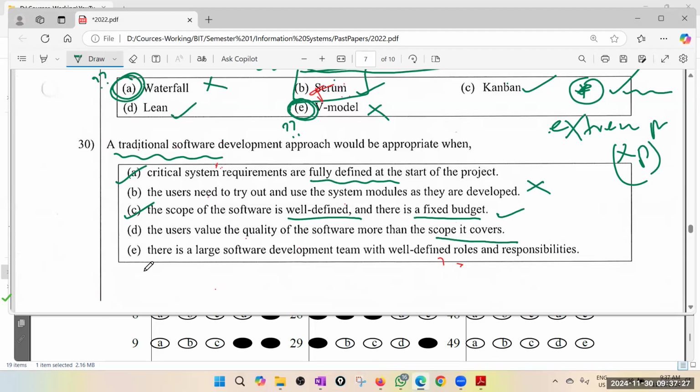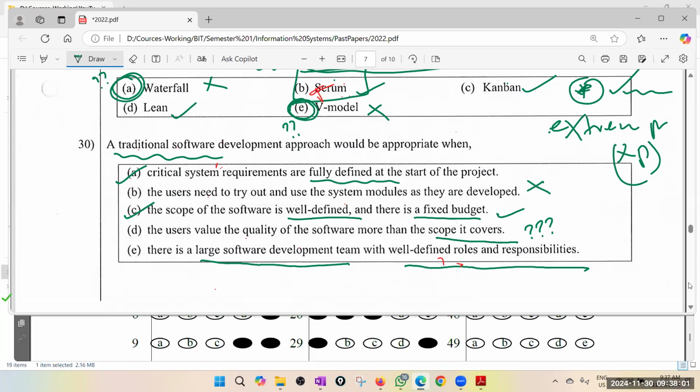Is it something related to traditional development? Because in agile development also the quality is there. I'm not very sure about that, whether it's related to this. There is a large software development team with well-defined roles and responsibilities. Usually agile development is for small software development teams, like only about 6 to 7 developers. Usually traditional development is used with big teams, but that is not always the case.